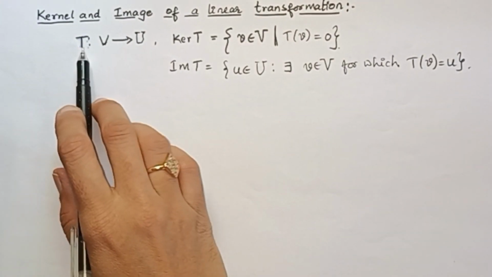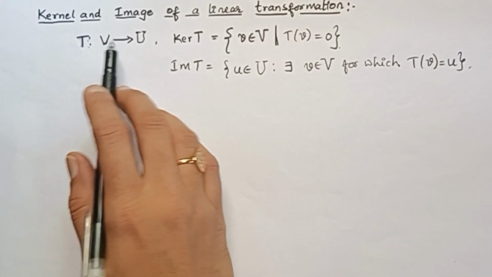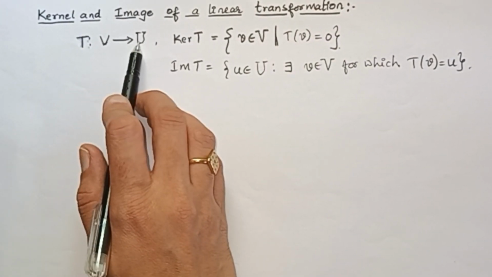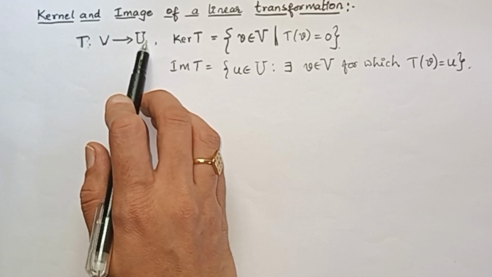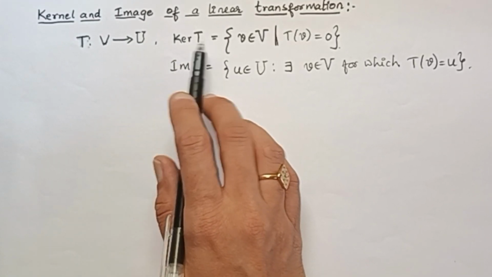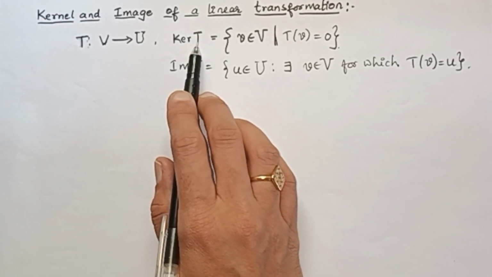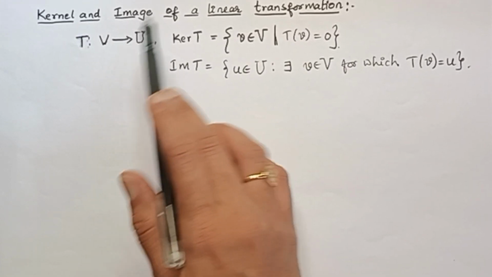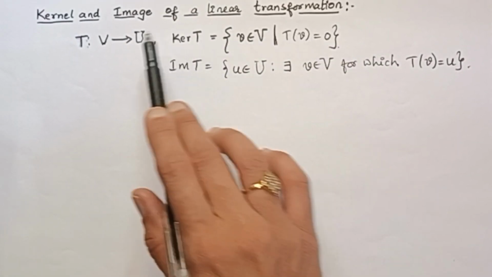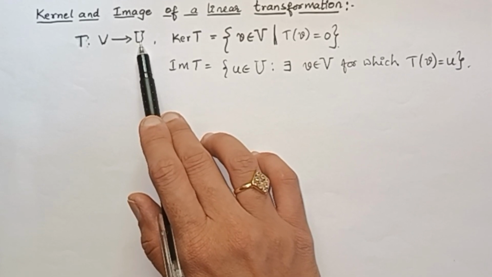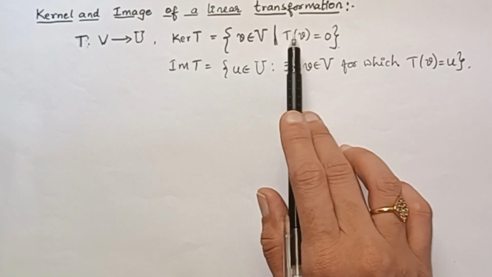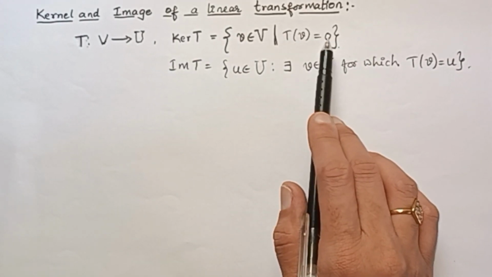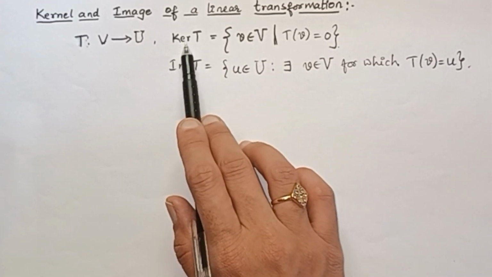Let us take a linear transformation T from V to U. V and U are two vector spaces over a field F. Kernel of T is denoted as this. It is the set of all those vectors from V which are mapped to the zero vector of U. The set of all those vectors for which T of v equal to 0 is called the kernel of the transformation.